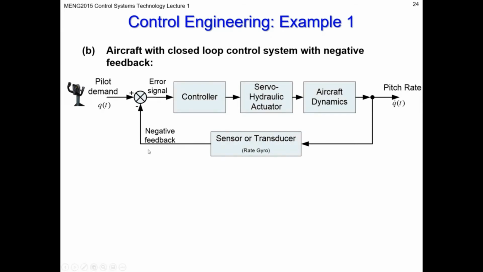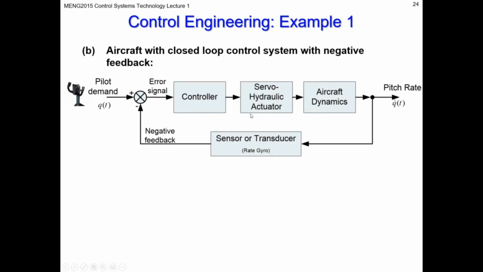So that provides the current rate of change of pitch compared with the current demand, and that gives us an error signal. You see there's a negative sign here, so the value on this line is positive. It says negative feedback because it's going to be subtracted from the pilot demand. So if the pilot demand is, say, 10, and your feedback is 5, the error will be 5, the controller gets an input of 5, and it decides, what am I going to do with this 5? It gives an output to the servo hydraulic actuator.